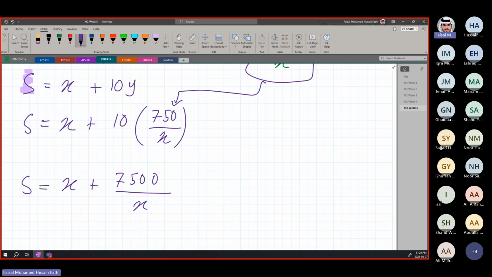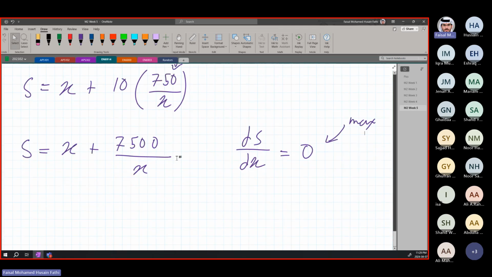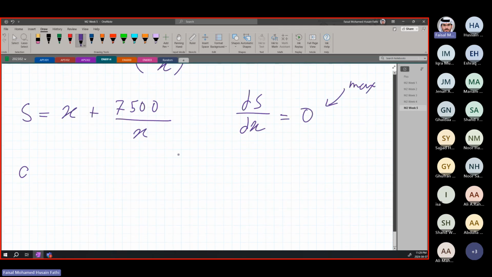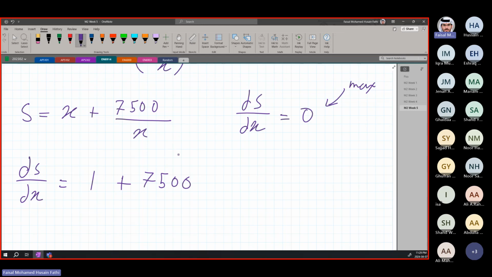Now let's differentiate, because dS by dX needs to be equal to 0 for the extreme value. Okay, so let's find dS by dX. It's equal to, differentiation of X is just 1, plus 7,500 is just a constant. The differentiation of 1 over X is, come on, what's the differentiation of 1 over X? I want to see your answer in the chat. Come on, quickly, quickly. You guys should answer very quickly. 1 over X, what's the differentiation of it?